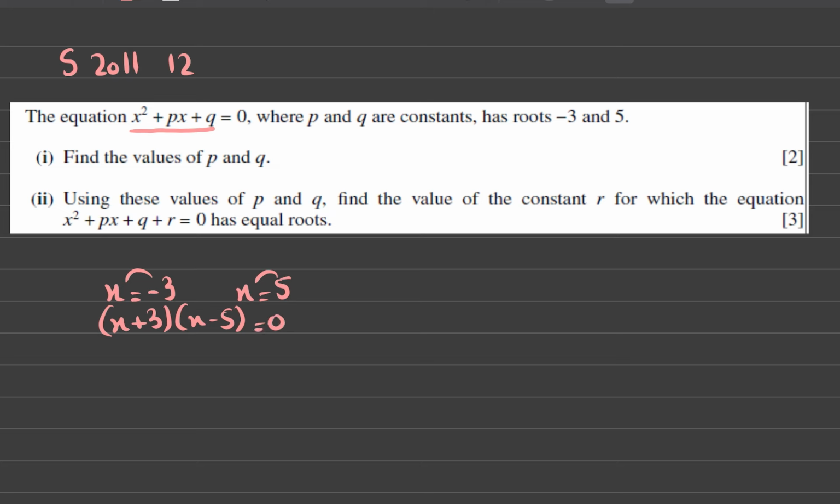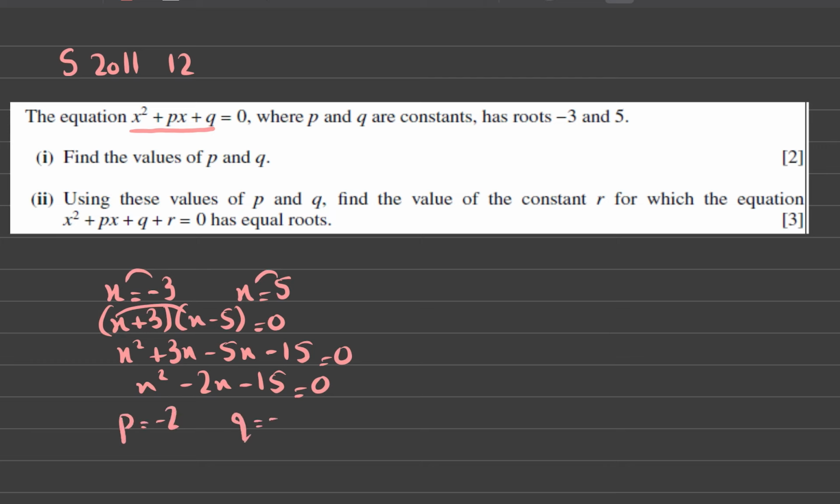Now, let's multiply. x into x is x squared plus 3x minus 5x minus 15 is equal to 0. So I'm going to get x squared minus 2x minus 15. Got this? So my value of p is what? Minus 2. And my value of q is what? Minus 15.